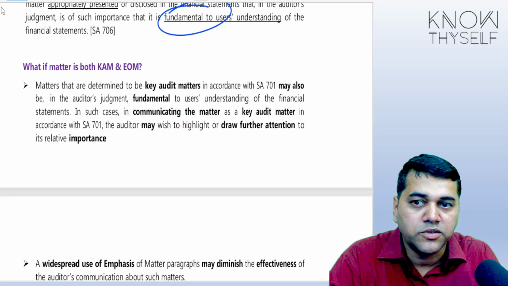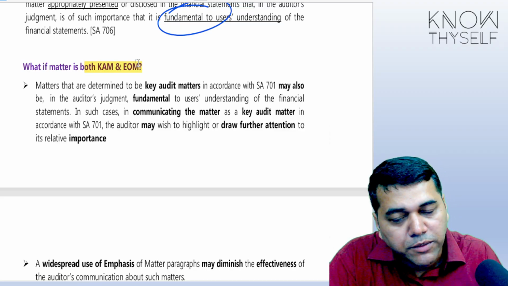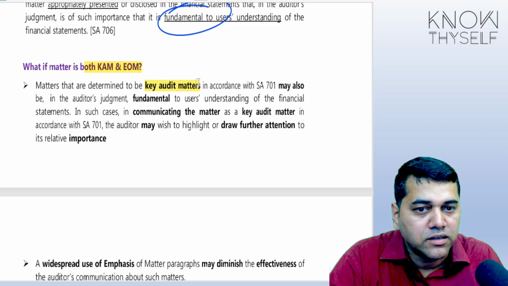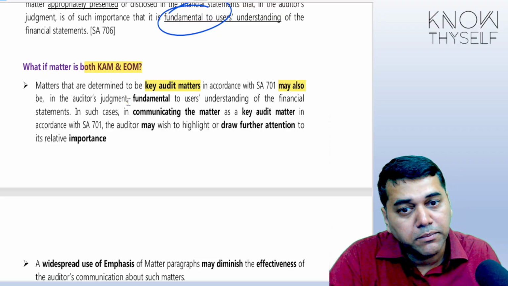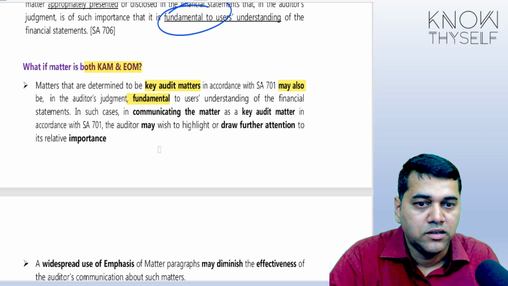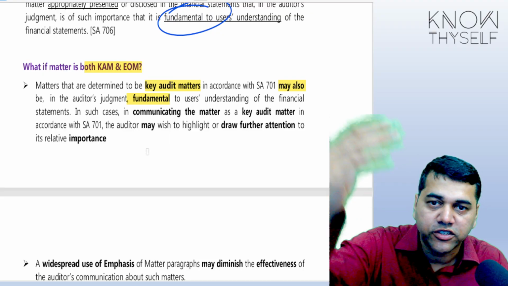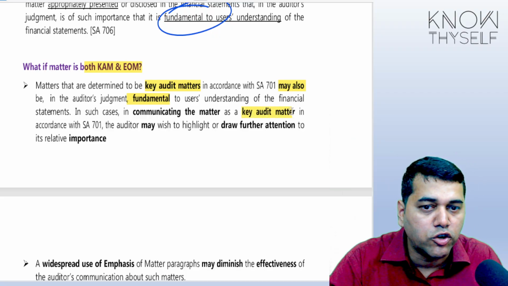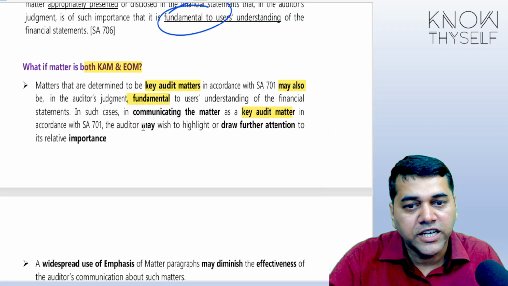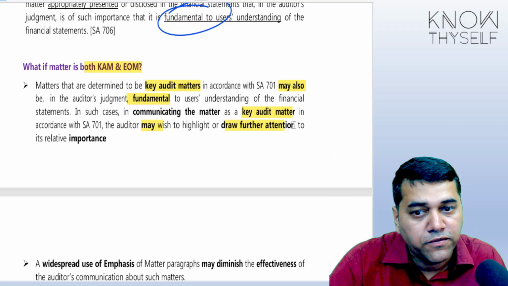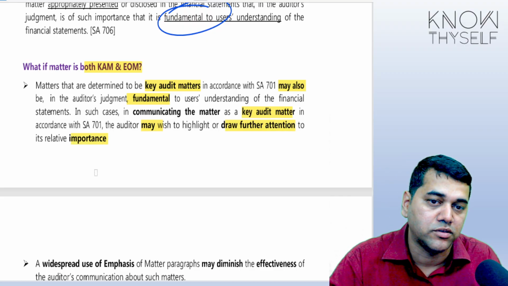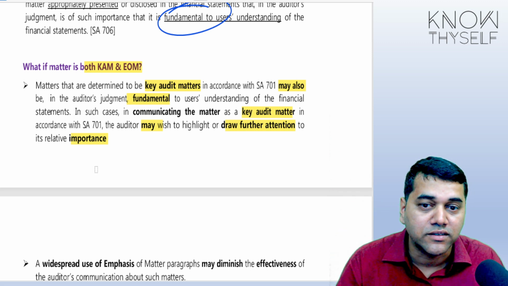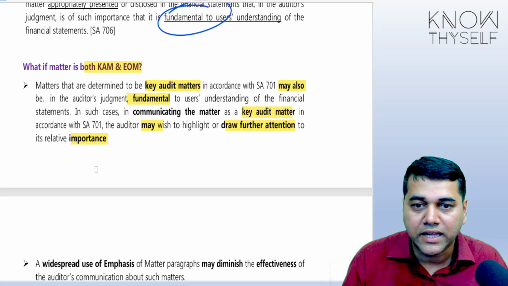Okay, now the question comes: what if a matter is both a key audit matter and an emphasis of matter? Matters determined to be key audit matters may also be fundamental to the user's understanding. So you tell me, students, will you discuss it in both places? No. In such cases, when communicating the matter as a key audit matter, the auditor may wish to highlight or draw further attention to its relative importance. Just like we have already seen with one adverse related thing, you are not going to tell it in two places.